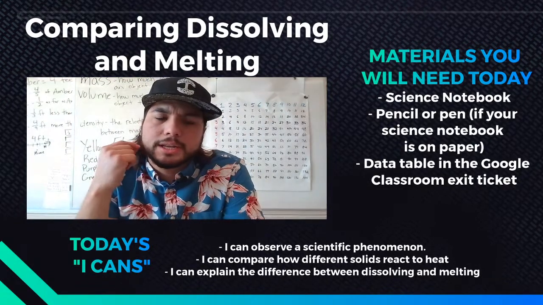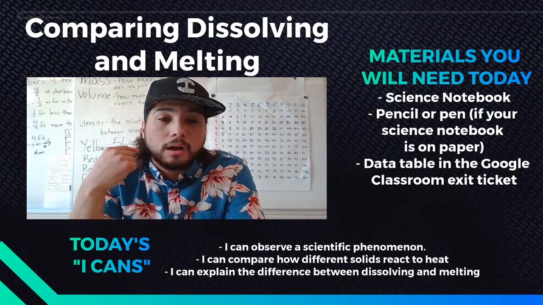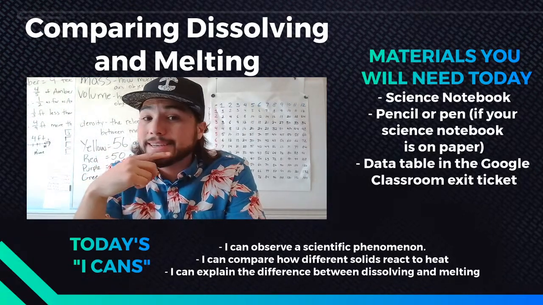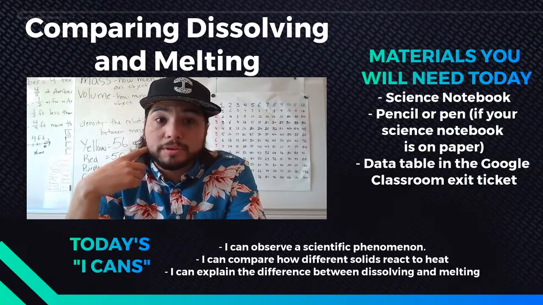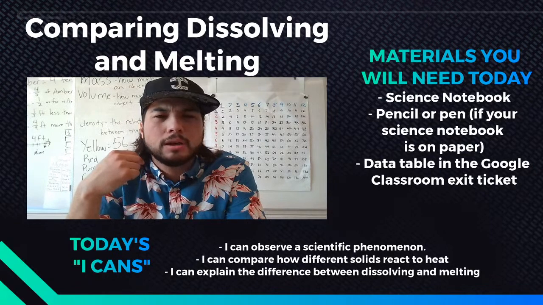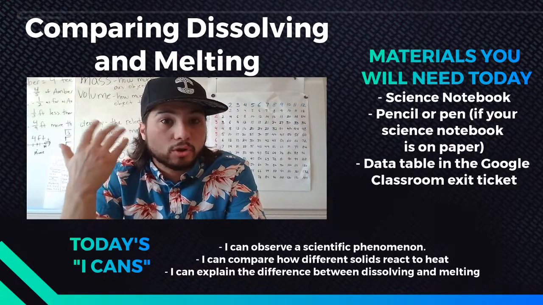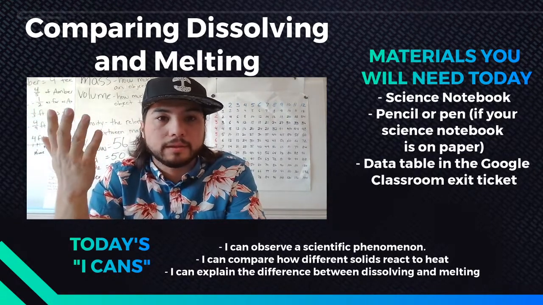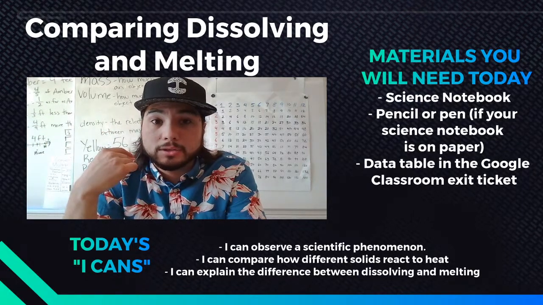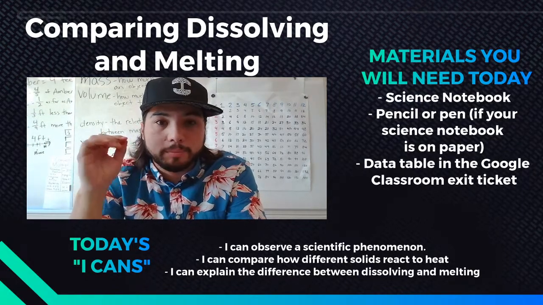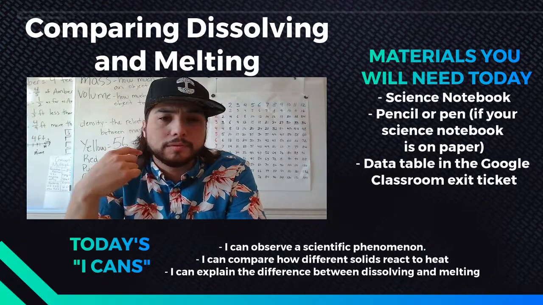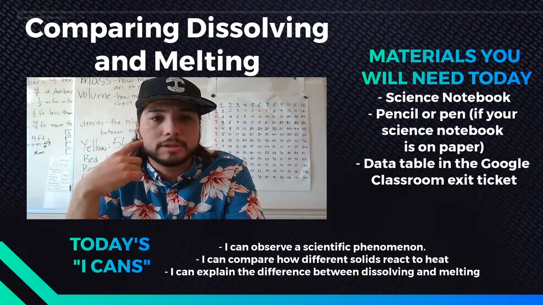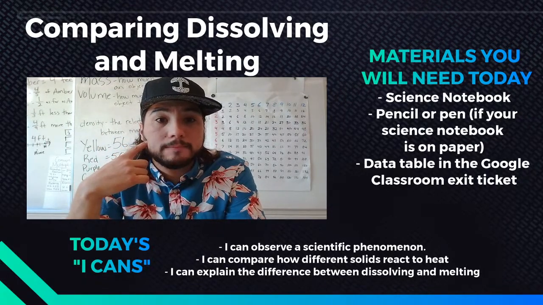Here's the materials you're going to need today: your science notebook, pencil or pen. Additionally, there is a data table in the Google Classroom exit ticket. If you want to pull it up and fill in directly into the exit ticket as you go, that's great. If you prefer to put it on paper, then the table is there for you to copy into your science notebook. Additionally, I will be putting the data table up later for those of you who maybe aren't from the tacos class and are just visiting and getting some extra science learning, and you want to take some notes anyway.